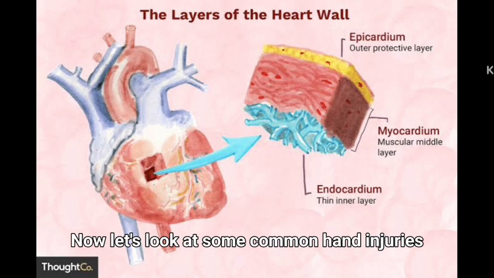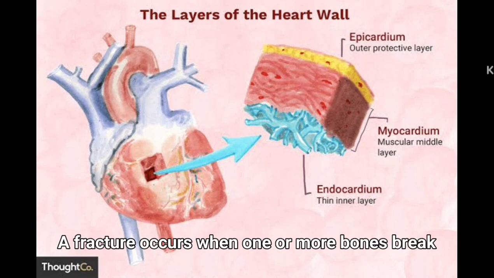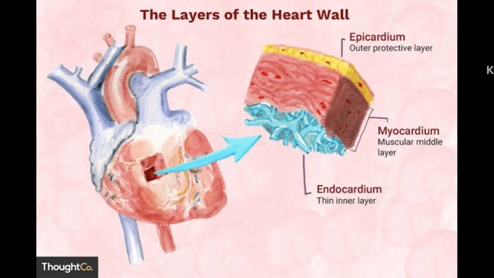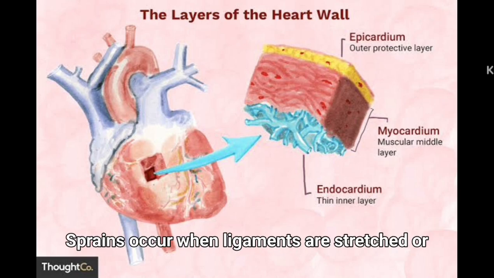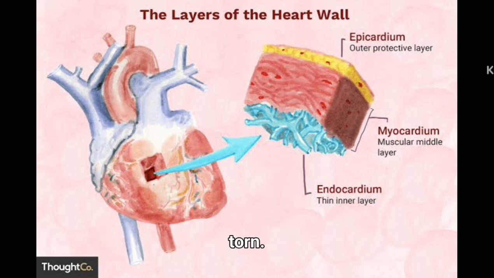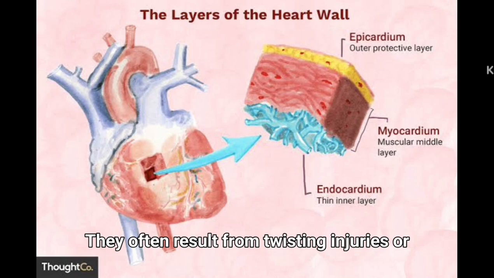Now let's look at some common hand injuries and conditions. A fracture occurs when one or more bones break due to trauma or excessive force. Fractures may affect the wrist, metacarpals, or finger bones. Sprains occur when ligaments are stretched or torn. They often result from twisting injuries or falls.